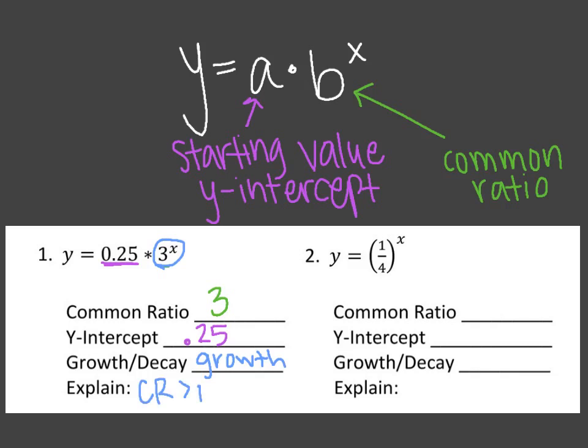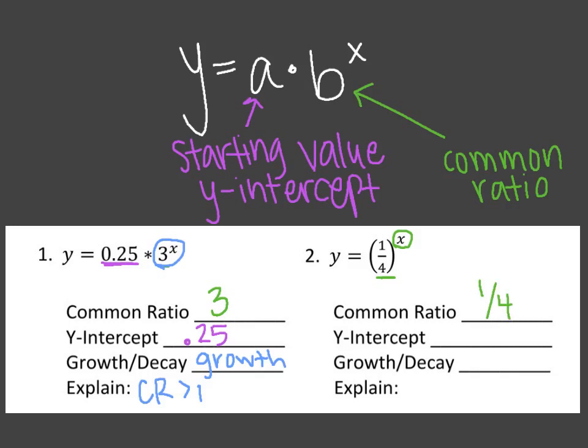Let's look at example number 2. Y equals 1/4 to the x power. We have to find the common ratio. Well, most of our equations normally have 2 numbers in them. This equation only has 1. It has this 1/4 in it. But since the 1/4 is connected to our exponent of x, that's how we know it's our common ratio.